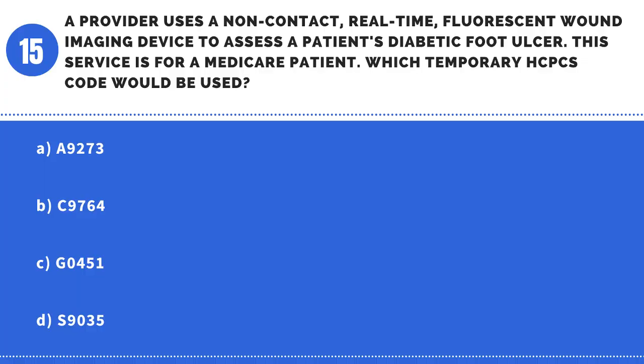Question 15. A provider uses a non-contact, real-time, fluorescent wound imaging device to assess a patient's diabetic foot ulcer. This service is for a Medicare patient. Which temporary HCPCS code would be used? A. A9273. B. C9764. C. G0451. D. S9035.